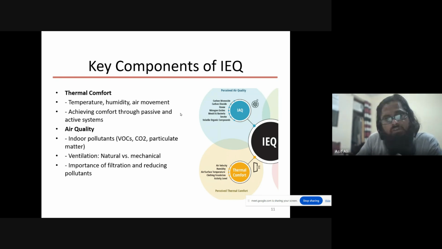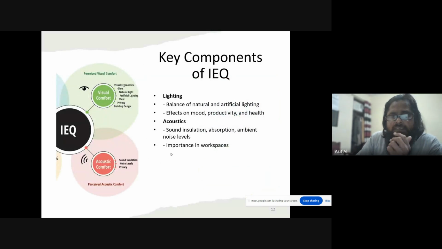So there are four factors. Now we come back to the presentation. There are four factors. One is thermal comfort, another is air quality. Obviously, air quality needs ventilation, and there are carbon dioxide, particulates, and dust, and everything which is related to the air quality. Obviously, lighting is important, and lighting is of two types.